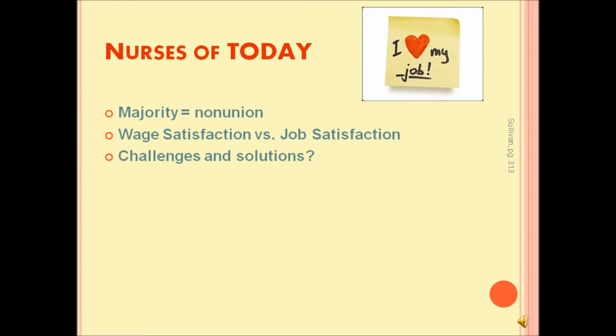What is interesting is the relationship between union nurses and non-union nurses' feelings of wage and job satisfaction. While union nurses report better wage satisfaction, they also report less job satisfaction. Non-union nurses report the opposite. They are less happy with their wages, but are more satisfied with their jobs in general.